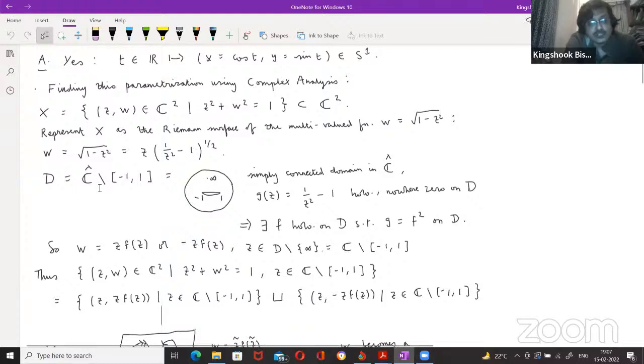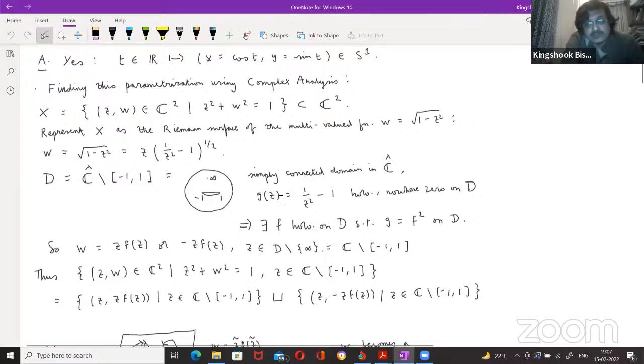So what we do is we look at the domain, which is the Riemann sphere C hat, minus the interval from -1 to 1. All right, so this is a picture of this domain. This is the sphere. Here's the point at infinity. And you're removing the interval from -1 to 1. Now, this domain is a simply connected domain in the sphere, right?